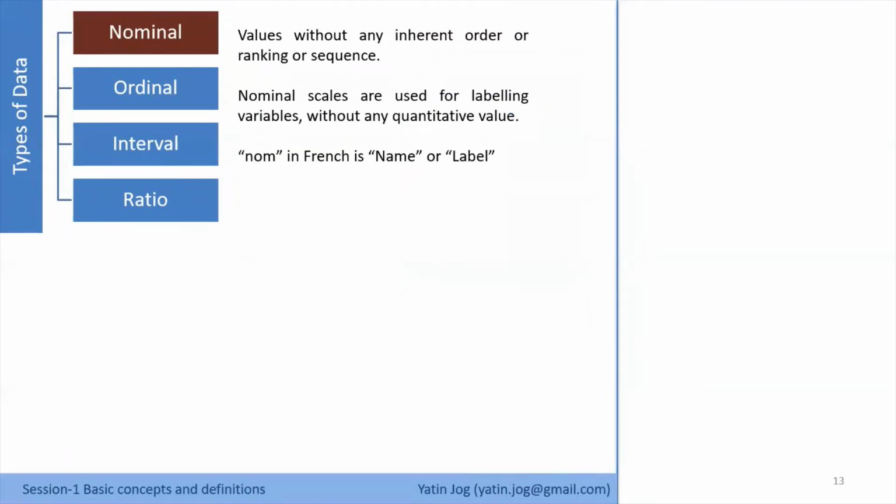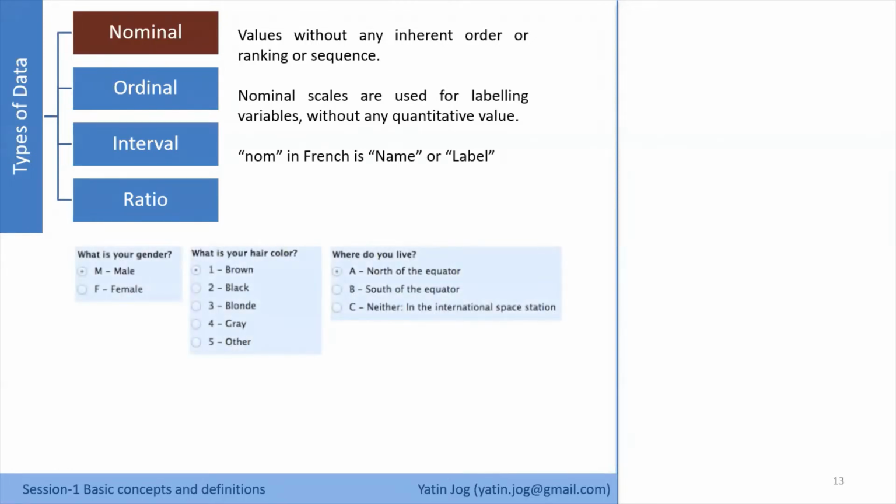So first is nominal. What is the meaning of nominal? Values without any inherent order or ranking or sequence. Nominal scales are used for labeling variables without any quantitative value. Nom in French is name, or just a label. So I'll explain this with the help of an example. Just look at the first example.